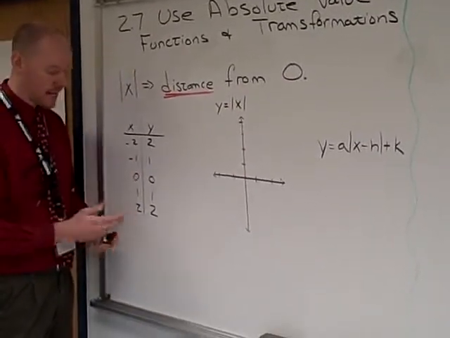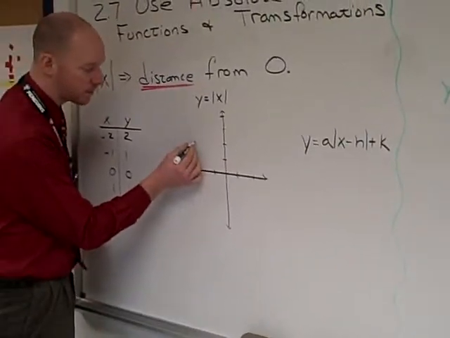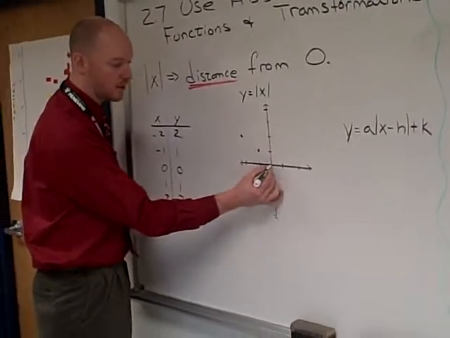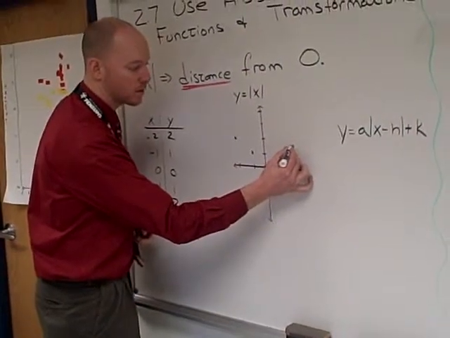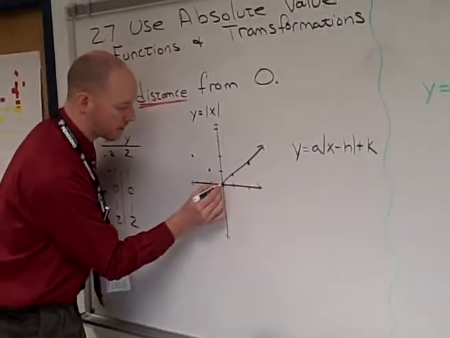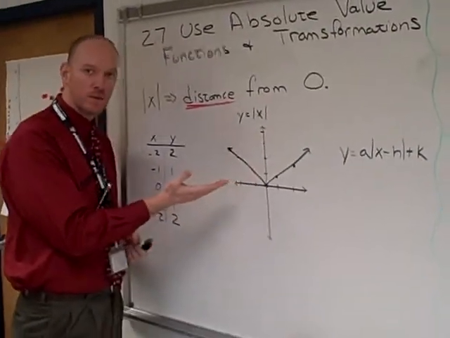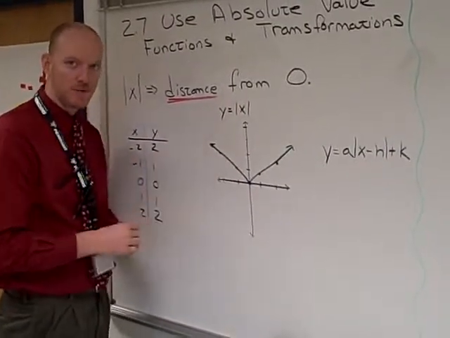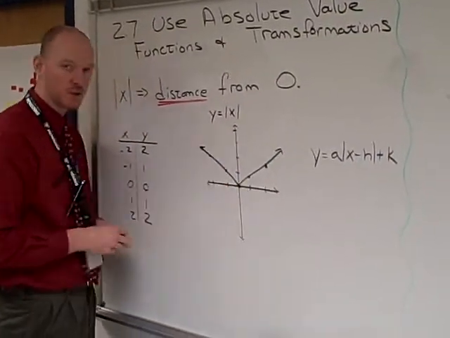Now if I take my table of values and actually plot these points, -2, 2, -1, 1, 0, 0, 1, 1, 2, 2, I get the following graph, and I apologize, but my handwriting is not the best. This should look familiar because an absolute value function produces what we call a V-shaped graph, where two linear lines connect at a point that we're going to refer to as the vertex.